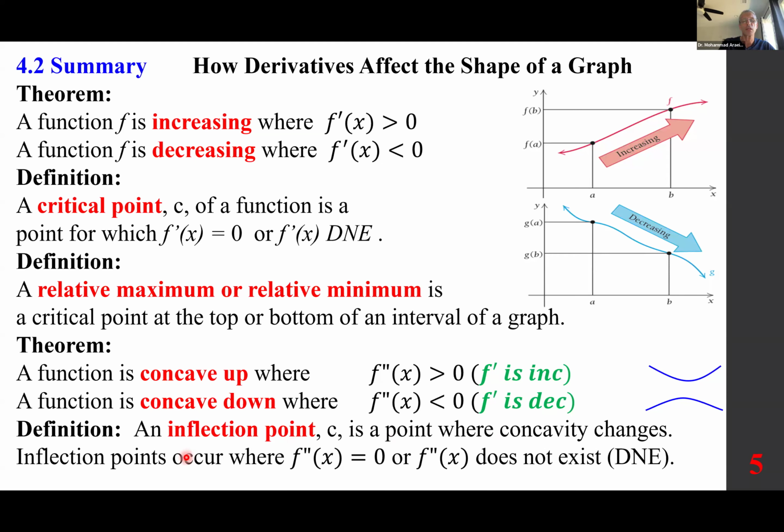And an inflection point, IP for short, is a point where concavity changes. Inflection points occur where f double prime is zero or f double prime doesn't exist. And if you look at this example, for example, we have concave down here, concave up, and this is the point where the change occurs, known as IP, the inflection point.